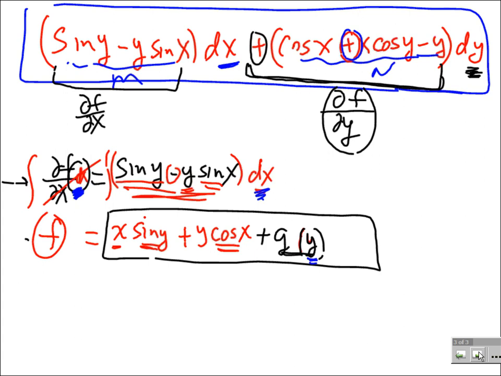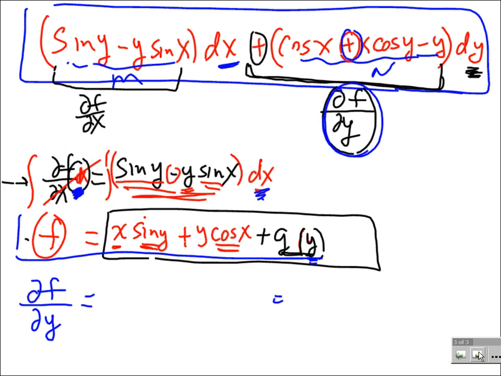Now, I know that when I take the partial of f, and f is right here, with respect to y, I'm going to get two answers. One of them is going to be n. One of them is going to be cosine x plus x cosine y minus y. I almost lost that x here.